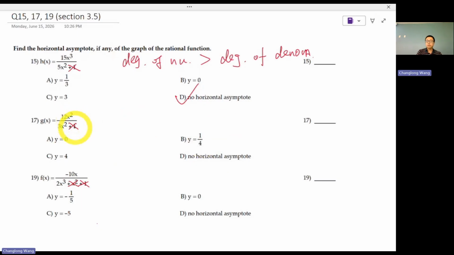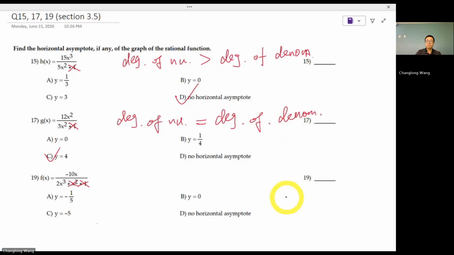Now, number 17, again, do it the right way, then you see that the HA is 4, right? It's just the ratio of the leading coefficients, right? But that only works if you have the degree of the numerator exactly equal to the degree of the denominator. Okay? Ratio of the leading coefficients.